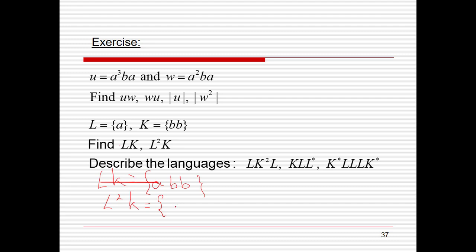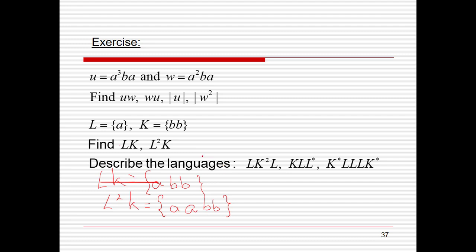We again choose one from L, which is only A. We choose again one from L, which is only A. And then we have BB. So again, a set with one word. So they make life really easy for us. So if you have a language with only one word, then concatenation with another language with only one word still remains being one word.